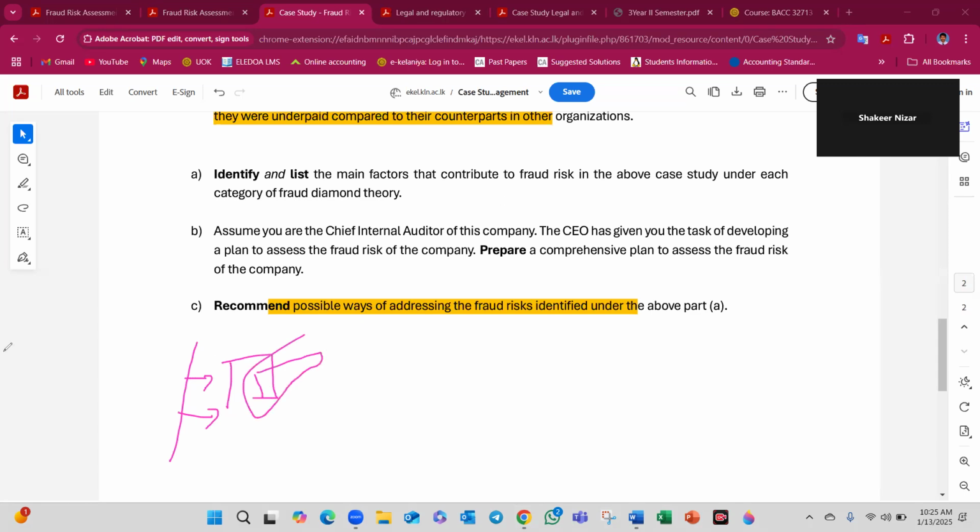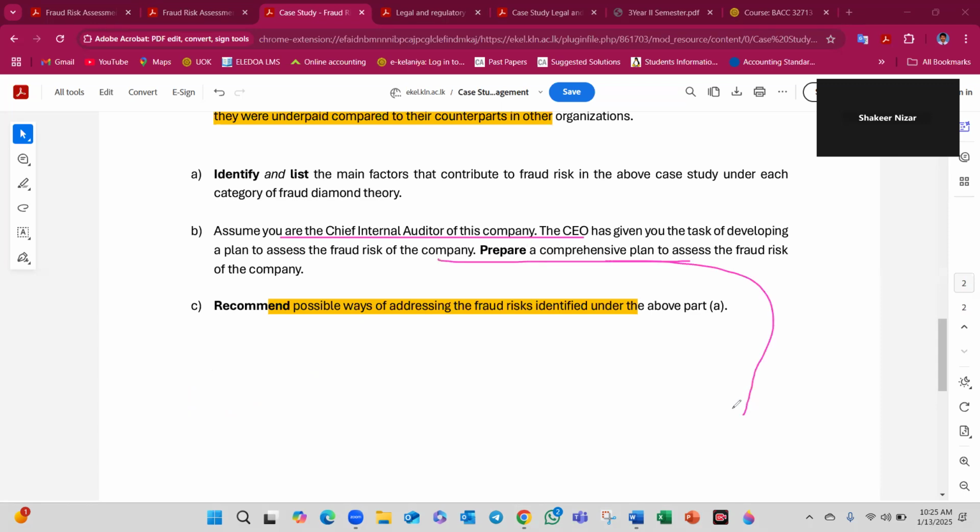Those are things you can think and write. Here, assume you are the CIA, prepare a comprehensive plan to assess the fraud risk, because in fraud risk also we have a fraud risk management TARA framework. TARA, TARA framework.